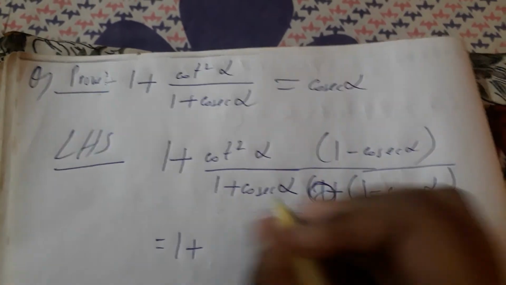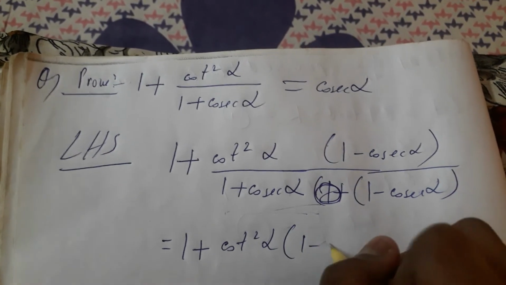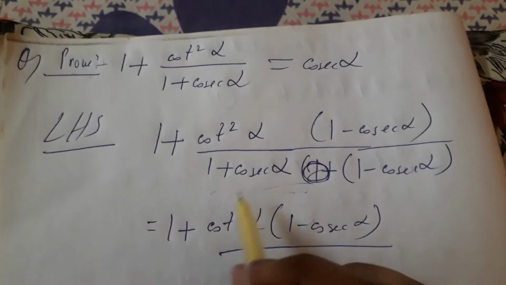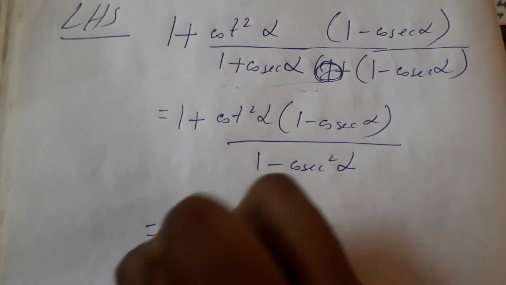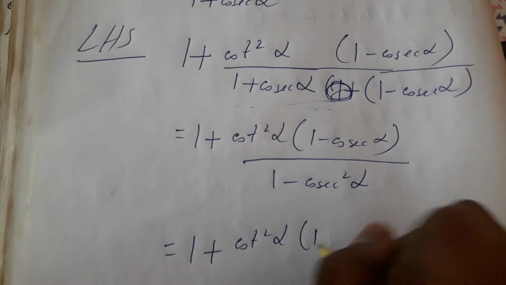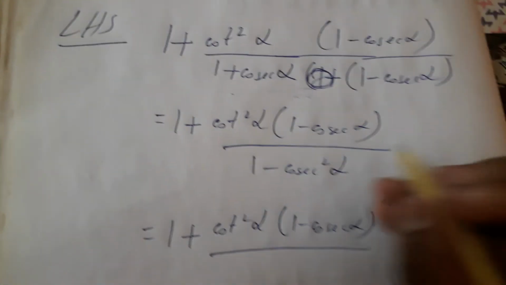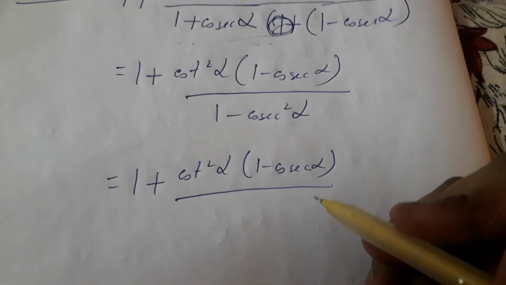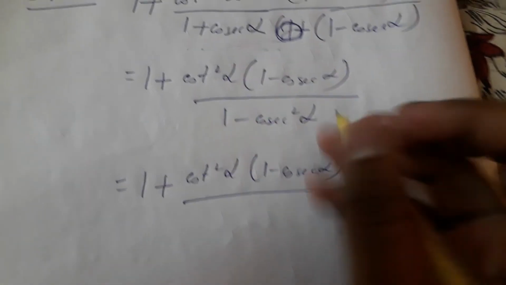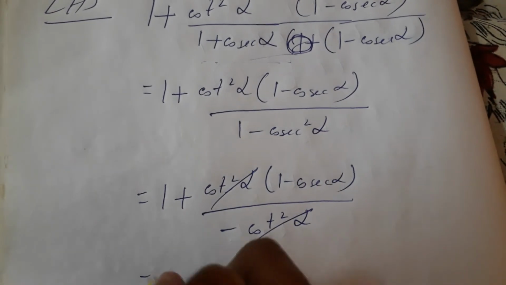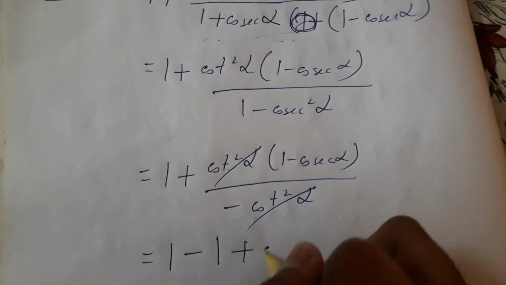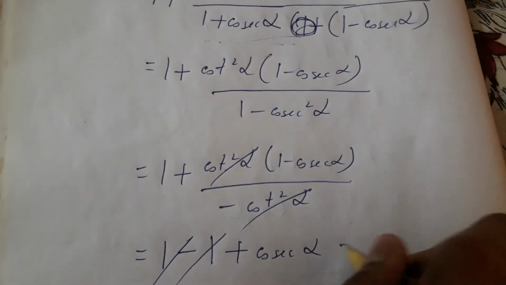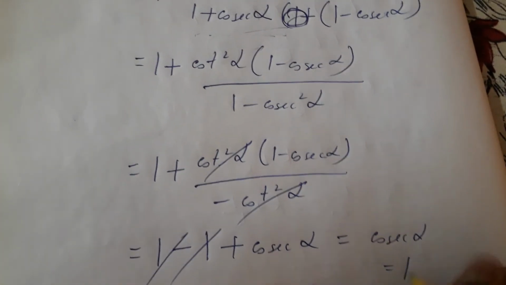Okay, now write here cot square alpha into 1 minus cosec alpha divided by a plus b into a minus b, that is 1 minus cosec square alpha, equals to 1 plus cot square alpha into 1 minus cosec alpha divided by, now see, cosec square theta minus cot square theta is equals to 1. So 1 minus cosec square theta means minus cot square alpha. Okay, now this will be cancelled out and you will get 1 plus minus, minus 1 minus minus plus cosec alpha, plus minus will be cancelled out and you will get cosec alpha, which is your RHS.